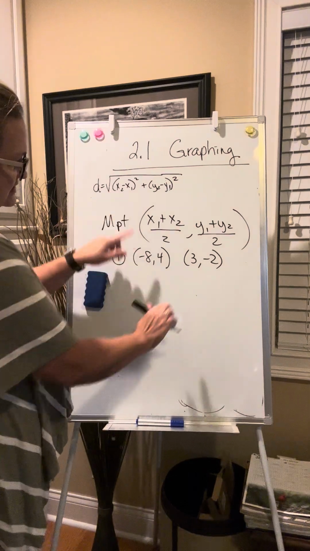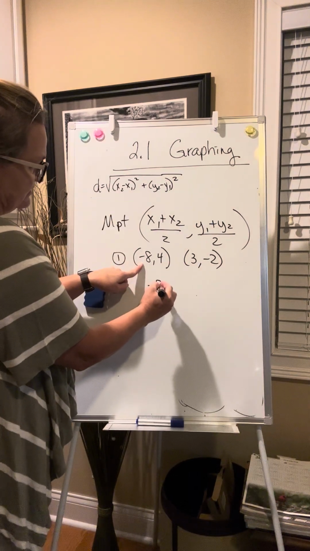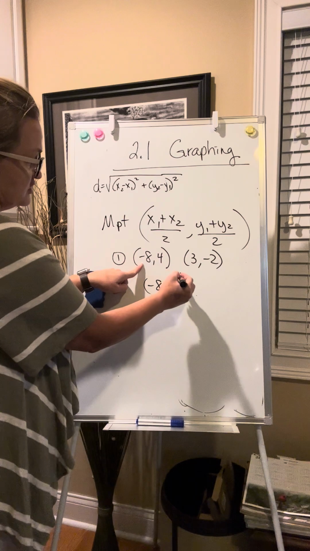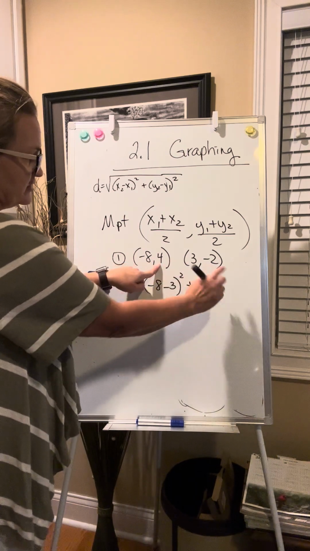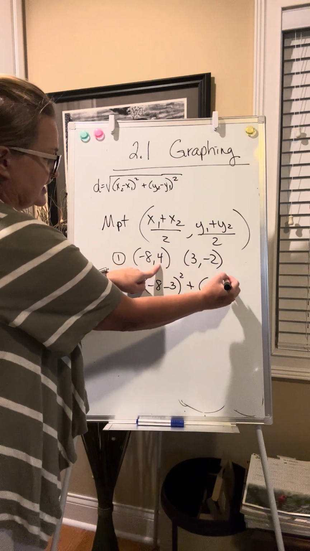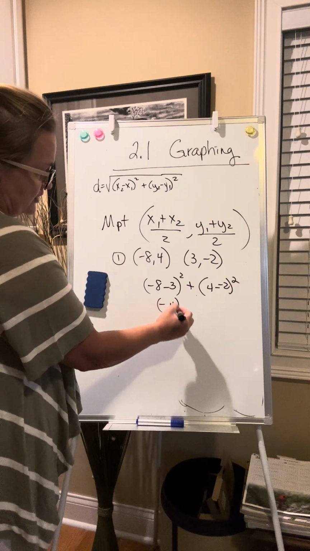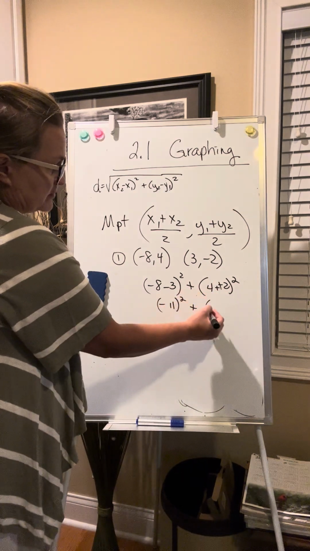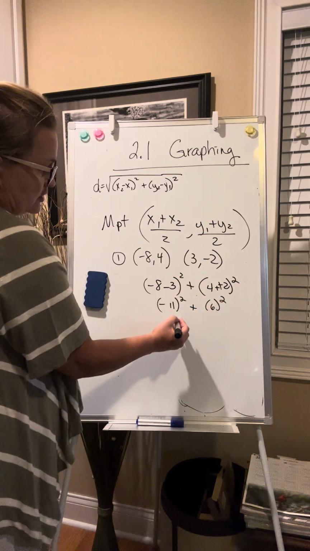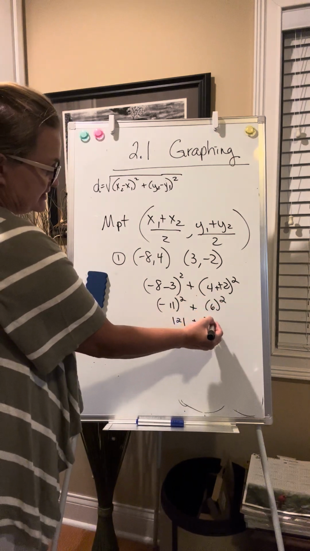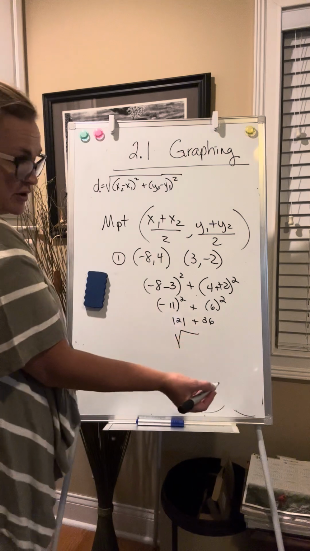So for distance, we subtract the x's: -8 subtract 3, and then square that. Subtract the y's, 4 minus -2, and then square that. So that's -11 squared, and that will be 6 squared. So 121 plus 36. And then we're going to square root it.